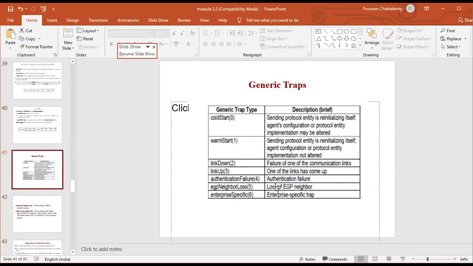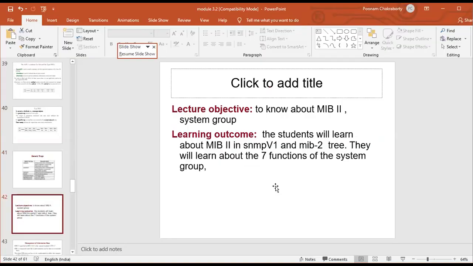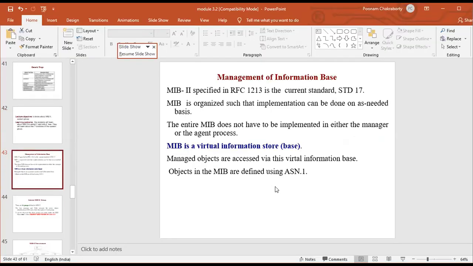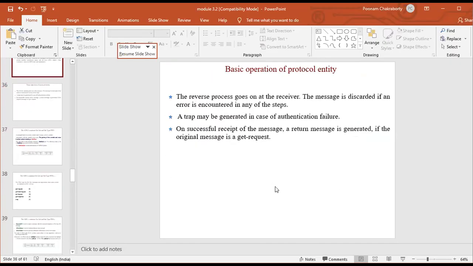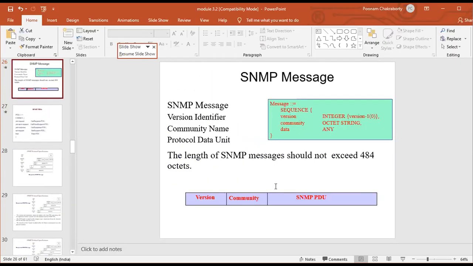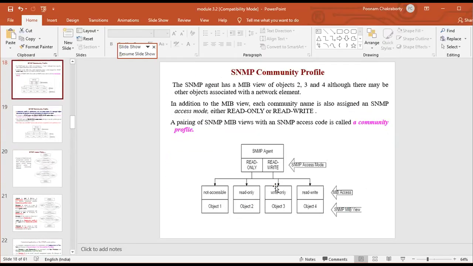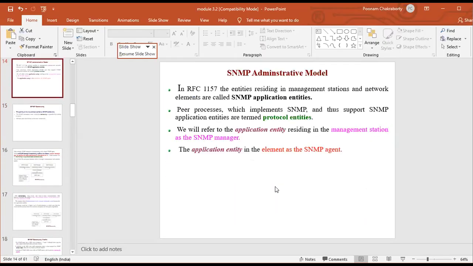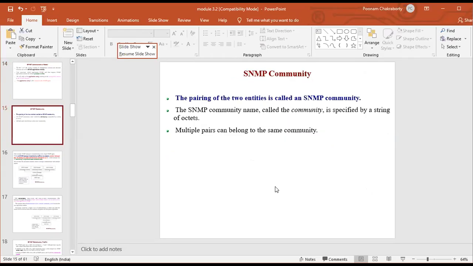So these are the types of trap. Trap is an important aspect when we are talking about SNMP. Okay, so these are all which I'll start from tomorrow. So tomorrow I will be starting with the SNMP administrative model, that is the SNMP community. So today I'm ending the lecture.